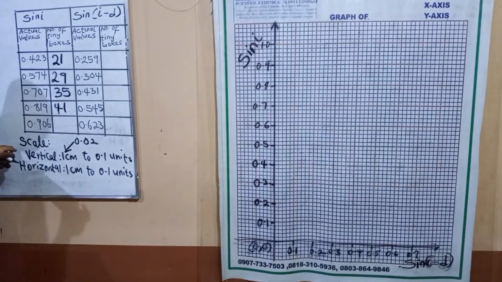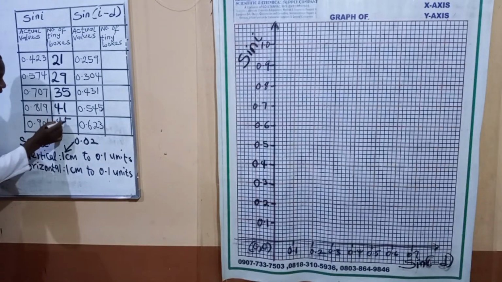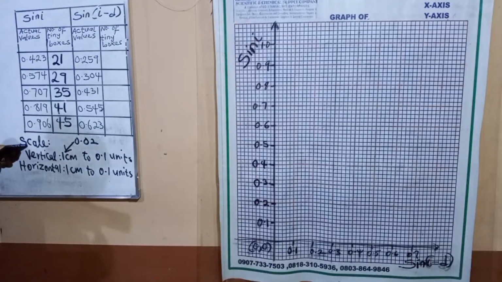Let's do the same to this one. This is 0.906. Yes, that is 45. You can see it here. Very easy. That is 45 tiny boxes from the origin.